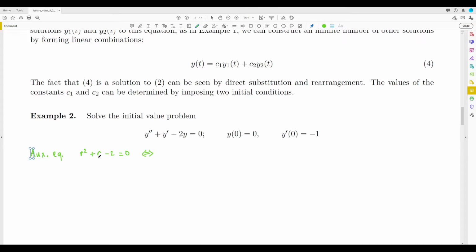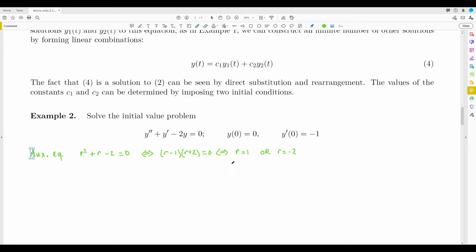And then this factors as follows. We have to have a sum of plus 1, so we can do r minus 1 times r plus 2. That gives us a product of negative 2. And so we get r equals 1 or r equals negative 2.